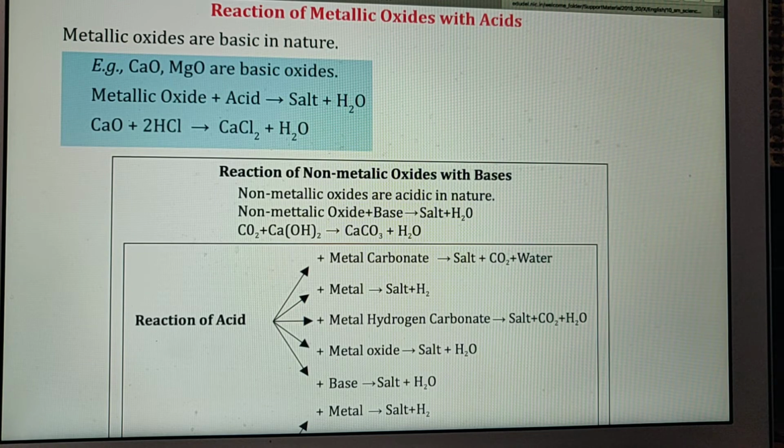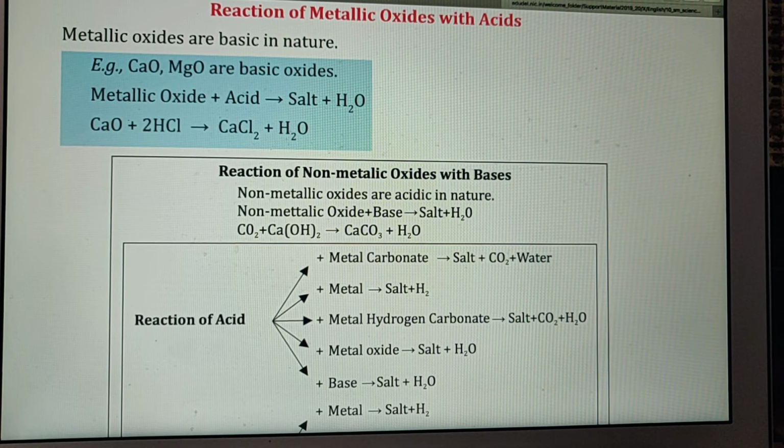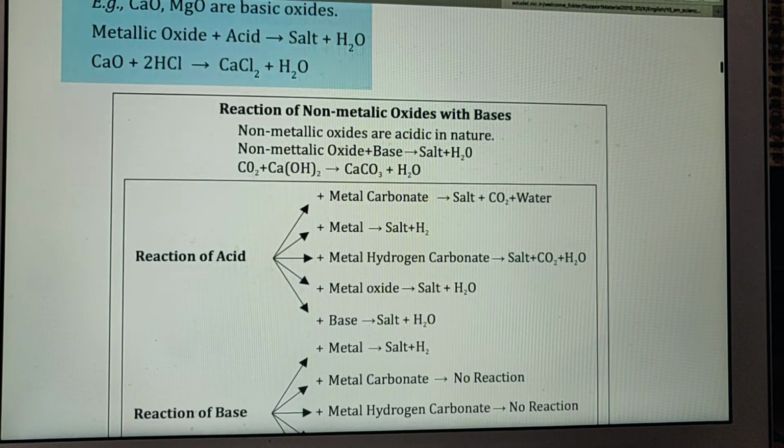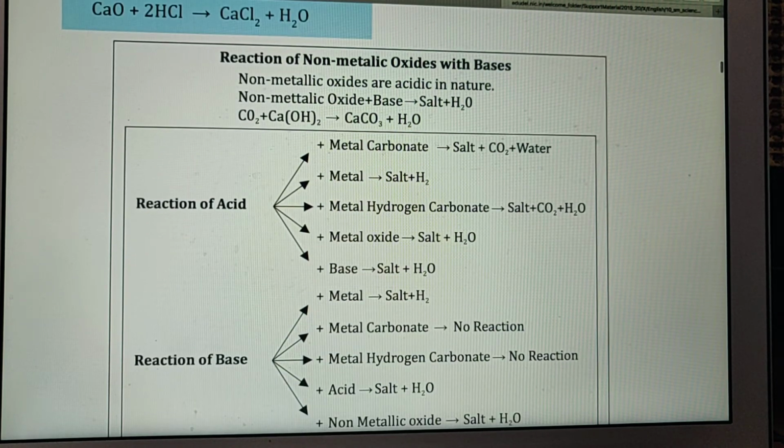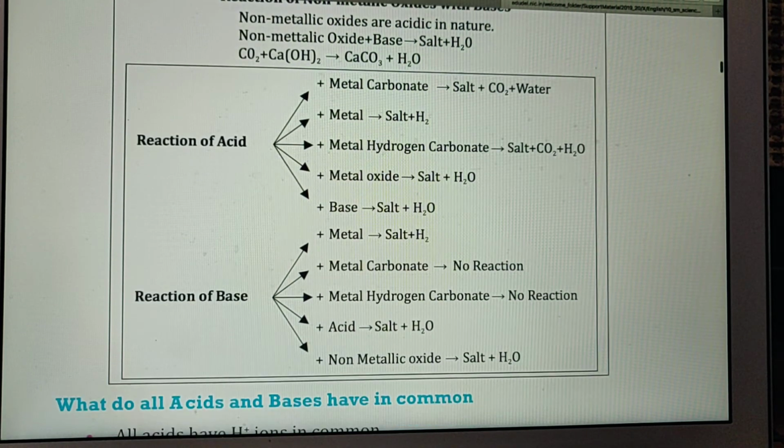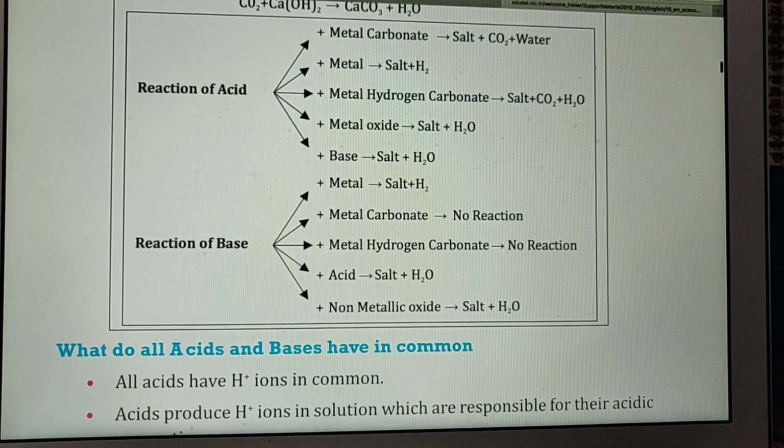Reaction of non-metallic oxides with bases. Non-metallic oxides are acidic in nature. Non-metallic oxide plus base gives salt plus water. An example is calcium hydroxide: when carbon dioxide is passed, it gives calcium carbonate and water.